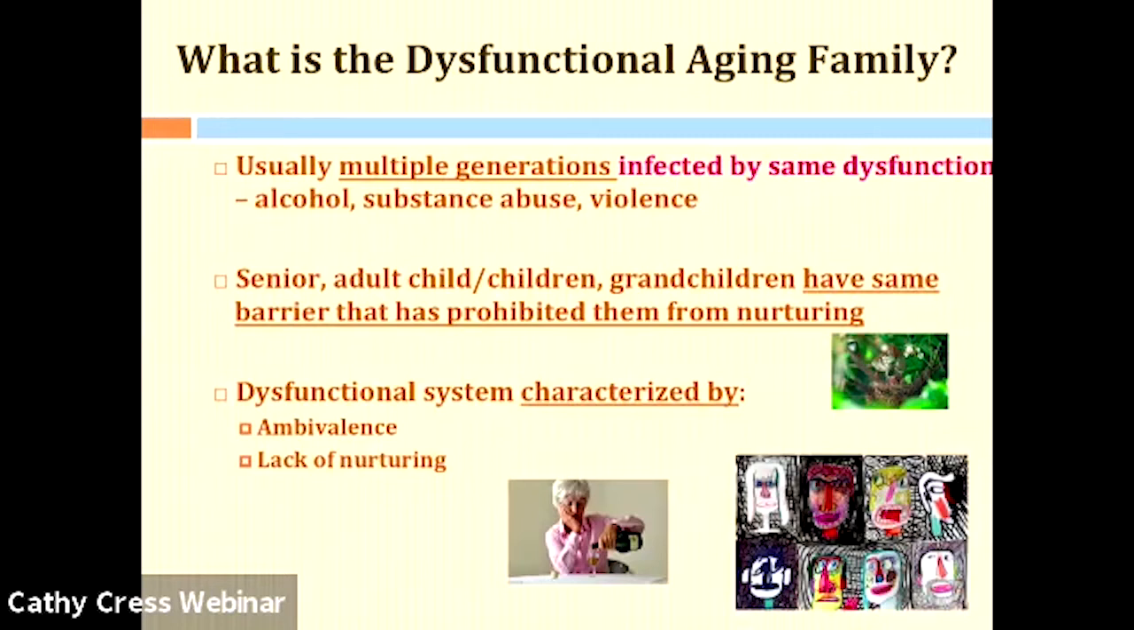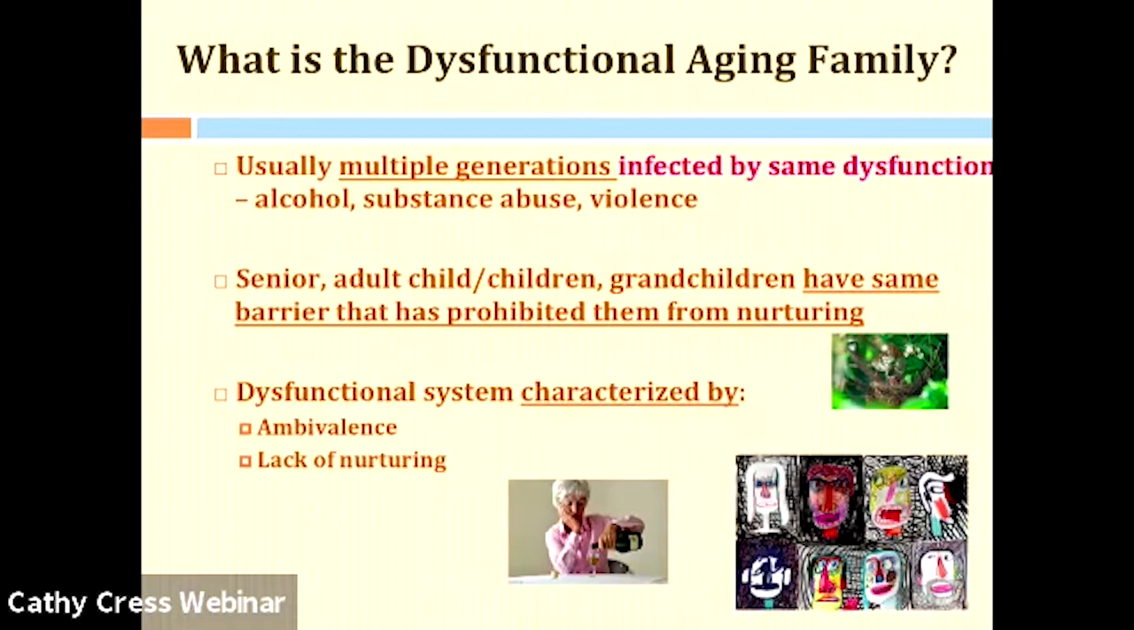I'm not making an excuse for it. They create themselves as bad parents by drinking and taking pills and whatever drugs they're taking. But the family is experiencing pain from no nurturing when they were young. That's really what it's all about. And in a family system, there's seniors, adult children, grandchildren. They all have the same barrier from prohibiting nurturing. And that's really what's going on in the aging family.